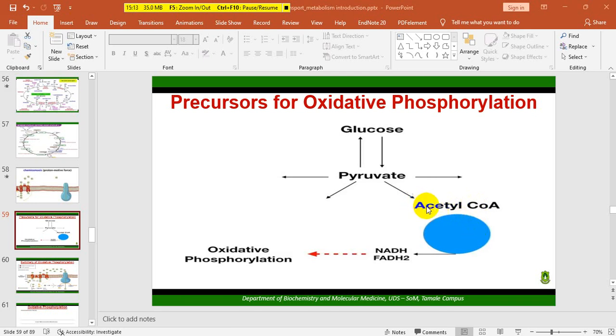Before that, they have to go to the pyruvate dehydrogenase complex to produce acetyl-CoA, which will now react to produce reduced nicotinamide adenine dinucleotide and FAD, which will now be channeled into the oxidative phosphorylation pathway or electron transport chain.